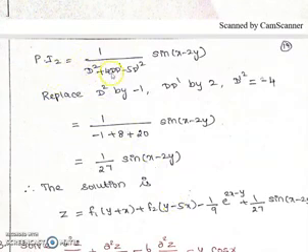1 by (D² + 4DD' - 5D'²) into sin(x - 2y). Here also replace D² by -1, DD' by 2, then D'² by -4. So D² gives -1, DD' gives 2, so 4 twos are 8, minus 5 into -4 gives plus 20. So the value is 1 by 27 into sin(x - 2y). Therefore, the solution is z equal to complementary function plus particular integral.